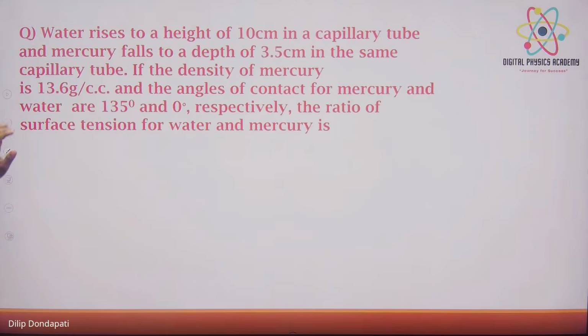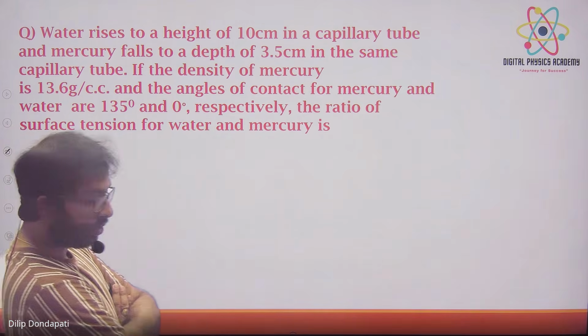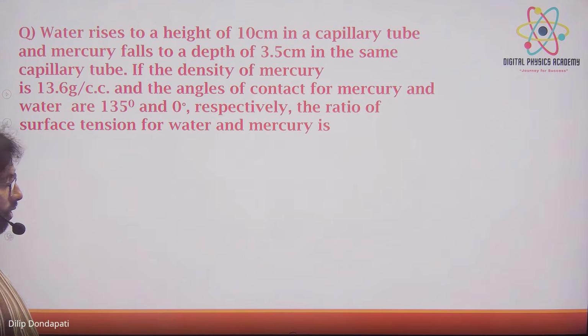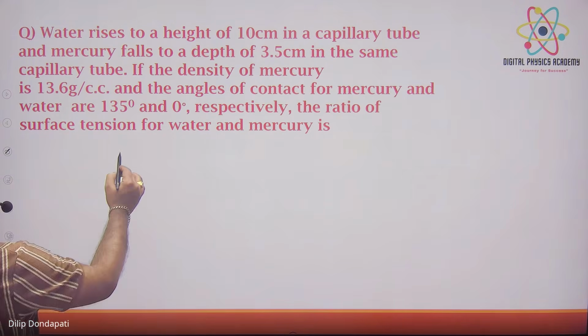करो. Water rises to a height 10 centimeters in the capillary tube, and the mercury falls to a depth of this much in the same capillary tube. The density of mercury is given. Angle of contact between mercury and water is given. The ratio of surface tension of water and mercury is so much. It is comparing. Just formula use करके divide करो, आ जाएगा. इसका दोनों का फॉर्मूला यूज करके डिवाइड करो, गेट द आंसर. Ratio of surface tension of water and mercury, T1 by T2, is how much?